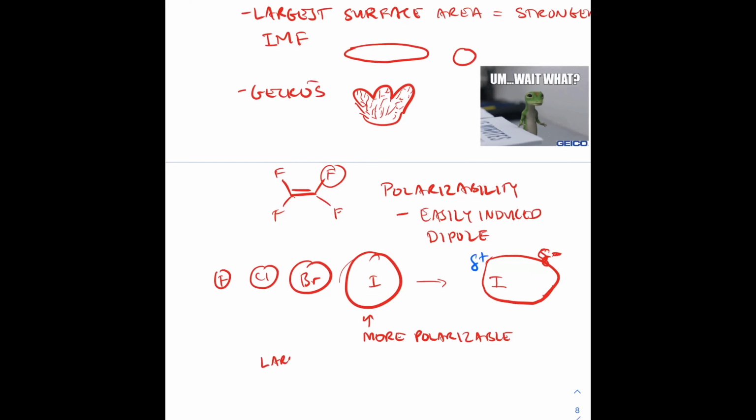Okay, so larger atoms equals more polarizable equals more intermolecular forces.